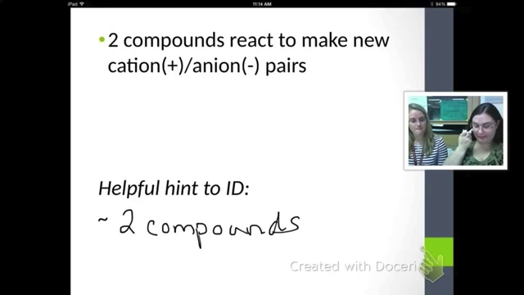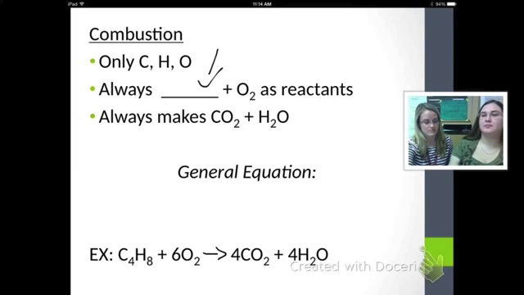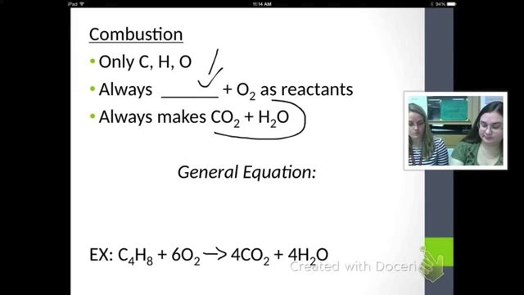Yep, two compounds. Okay. So last but not least, we have combustion, my favorite. Combustion reactions, if you look at the entire equation, are only going to have C's, H's, and O's in it. The blank here is for your carbon compound, because the carbon compound that reacts can vary. It's always going to react with oxygen, so you will always have O2 as a reactant, and it will always produce CO2 and H2O, carbon dioxide and water.